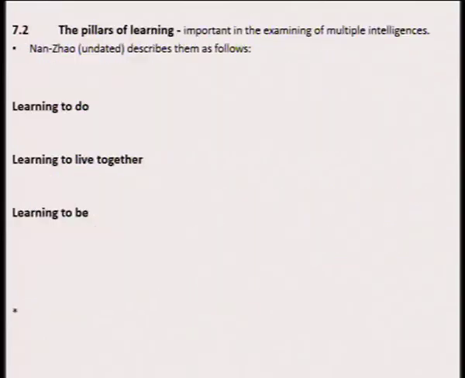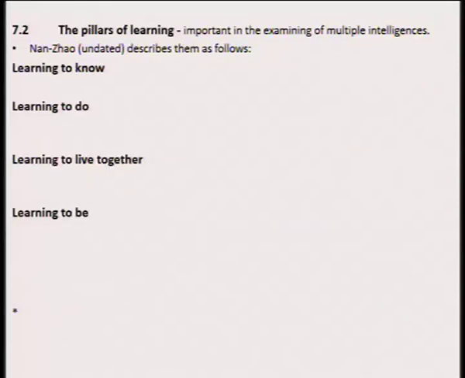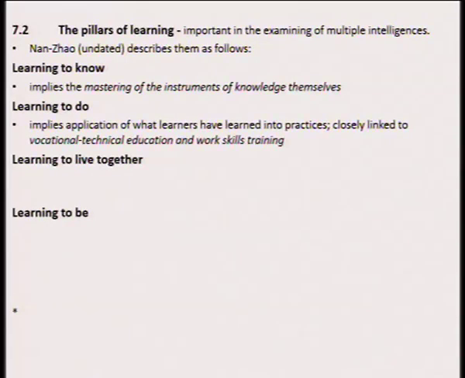Now we will go forth and look at the intelligences at a later stage, but first let's look at the pillars of learning, and they are important in the sense that they help us in understanding the multiple intelligences. They are described as follows. First of all, the pillar of learning to know, which includes the mastering of the instruments of knowledge themselves. Then learning to do, which implies the application of what learners have learned into practice, which is closely linked to vocational technical education as well as work skills training.